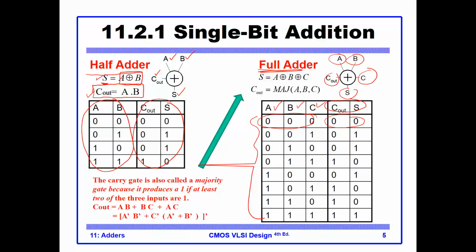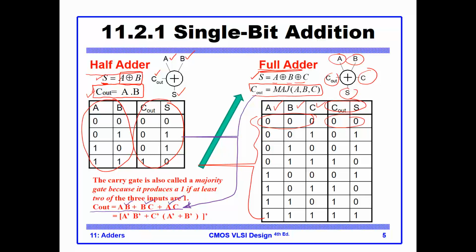Now, for the full adder, the sum is A exclusive OR B exclusive OR C. And the C out is called the majority function. What do we mean by the majority function? Here is what we mean. The majority function equals this value. If you look at the K-map, we can derive this as AB or BC or AC. That's from the K-map.